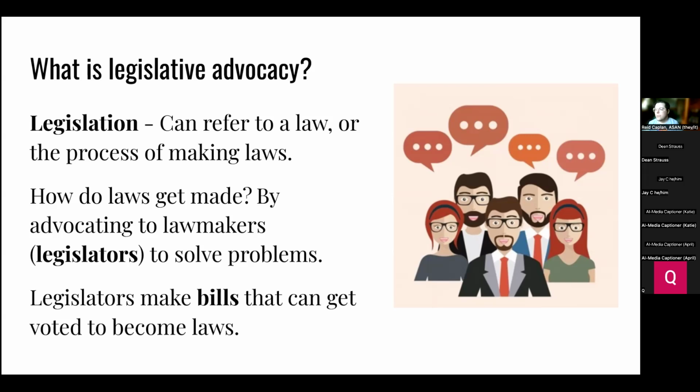This also can apply in situations where you're trying to just get someone who's in a position of power to make changes. So let's say at a school, then maybe a school board member would be similar to a legislator, or the dean of students if you're at a college, that sort of thing. So this can apply in a lot of different situations.